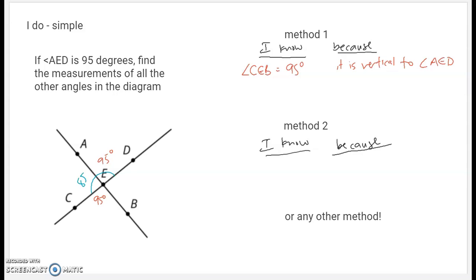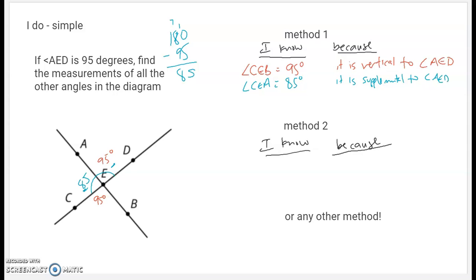Let me do the math on that. I know that this angle and this angle together are 180, and that's 95. So 180 minus 95, I think it's going to be 85, but I should check to be really sure. Yeah, 85. So now I know that angle CEA is 85 degrees. How do I know that? I know that because it is supplemental, from yesterday, to angle AED. It makes a straight line with angle AED.